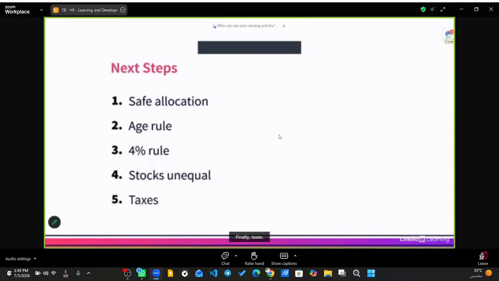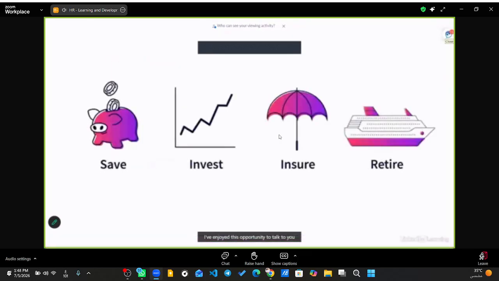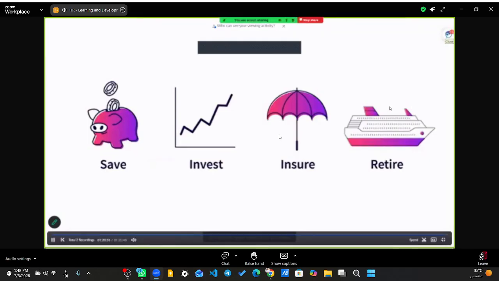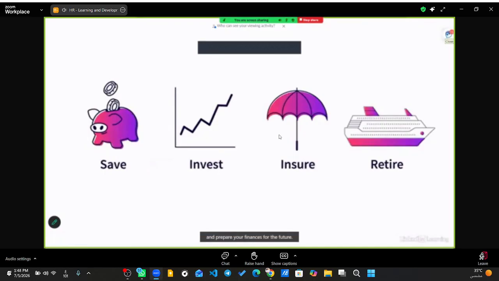Finally, taxes. Your investment allocation needs to take into account your personal tax circumstances. I've enjoyed this opportunity to talk to you about the financial basics you should know, and I hope you've walked away understanding a little more about how to structure your investment portfolio and prepare your finances for the future.